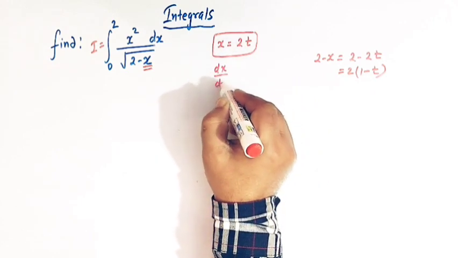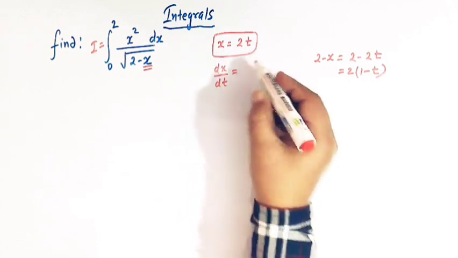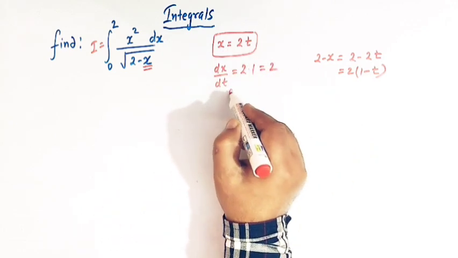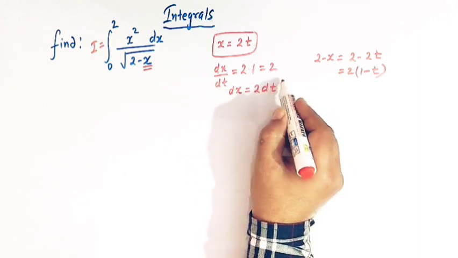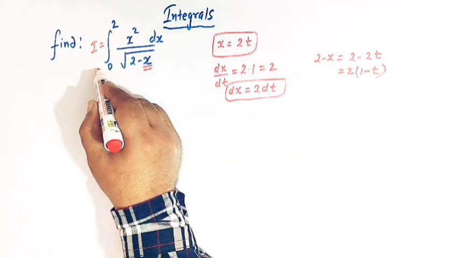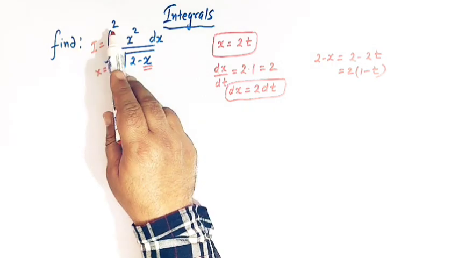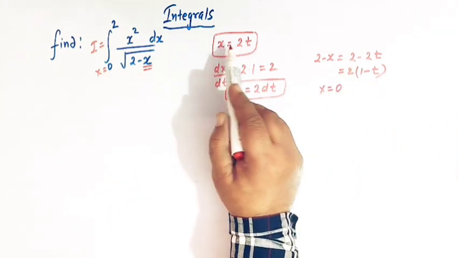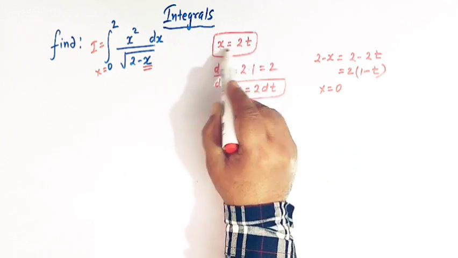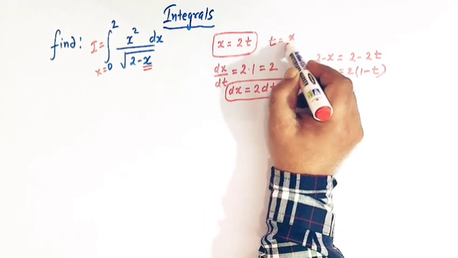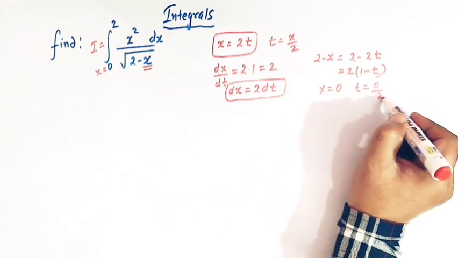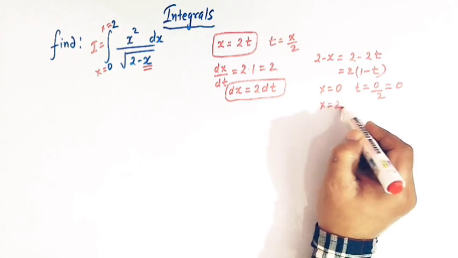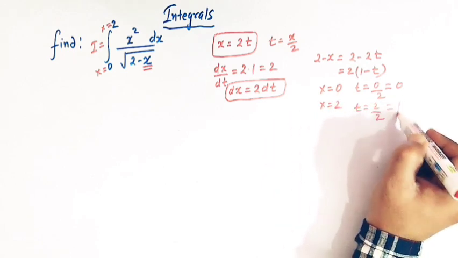Okay, so now we have x is equal to 2t. So dx over dt, that is differentiating both sides with respect to t, we have the derivative of t with respect to t as 1. So we have 2, right? So now we can write dx is equal to 2 dt. Now the limits of integration vary from 0 to 2, so we have to change the limits accordingly. When x is equal to 0, we can find the value of t from this relation, because we can also write t as x over 2. So t is 0 over 2, that is simply 0. And when x is equal to 2, we have t is equal to 2 over 2, that is 1, right?